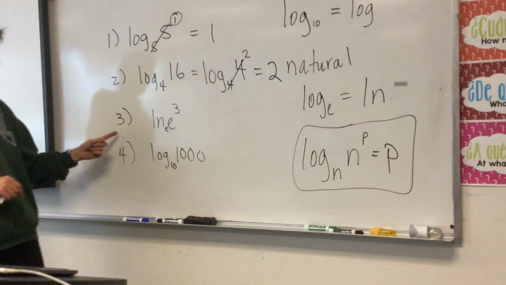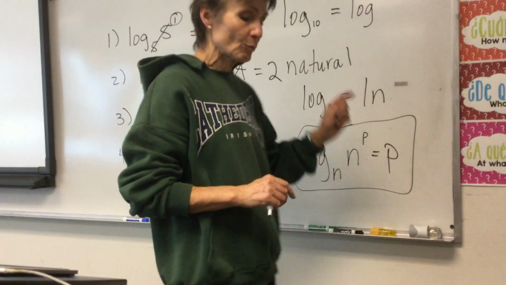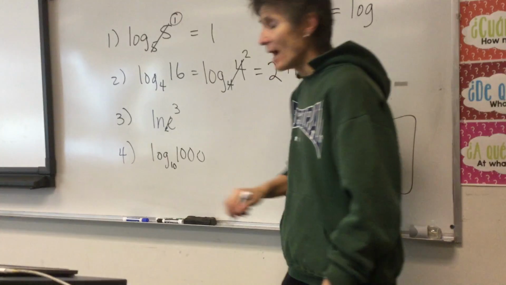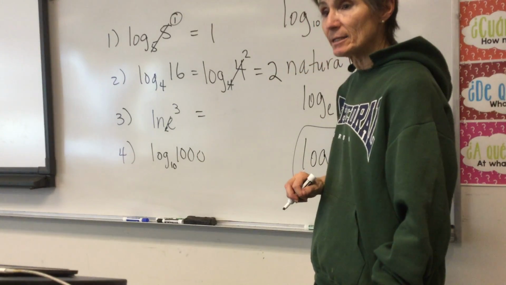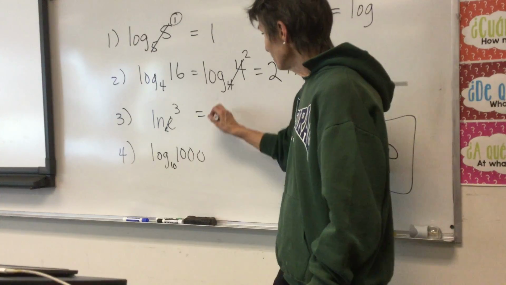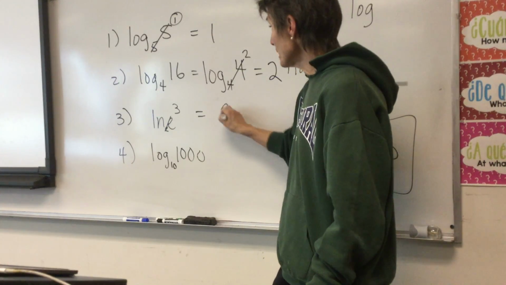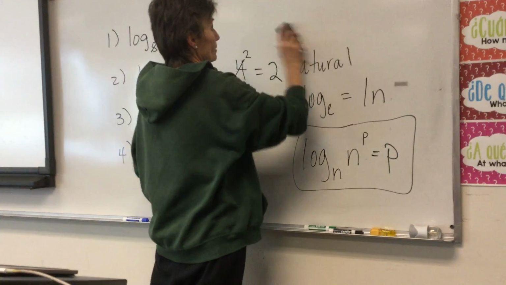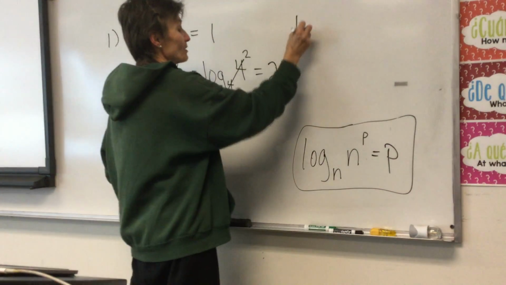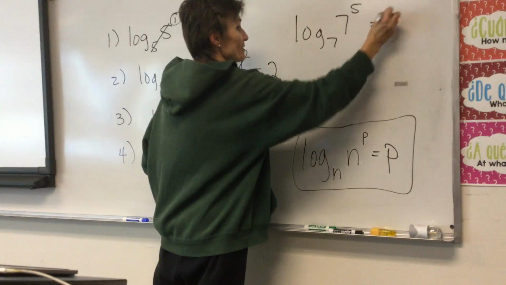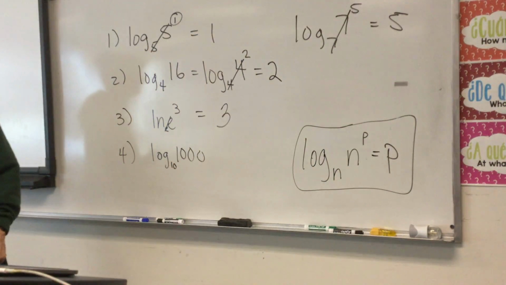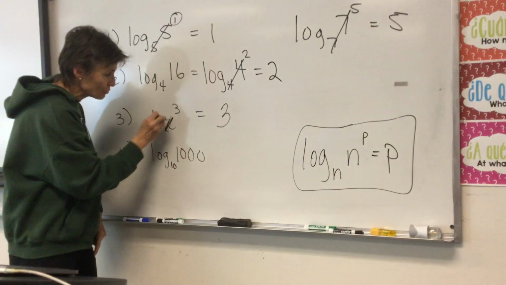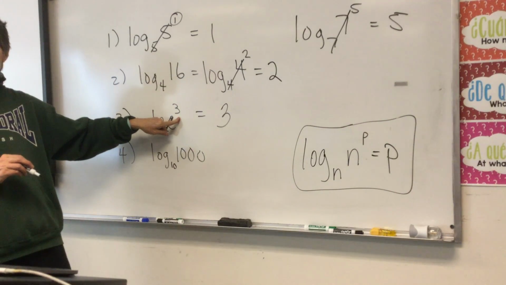Now, what about the answer to number 3? I know it's a natural logarithm, but that doesn't change the property. The base is e. These two match. What is the answer to problem number 3? When you have the log base 7 of 7 to the 5th, the answer is 5, when those two numbers match. So when I have the log base e of e to the 3rd, these two numbers match, so my answer is 3.